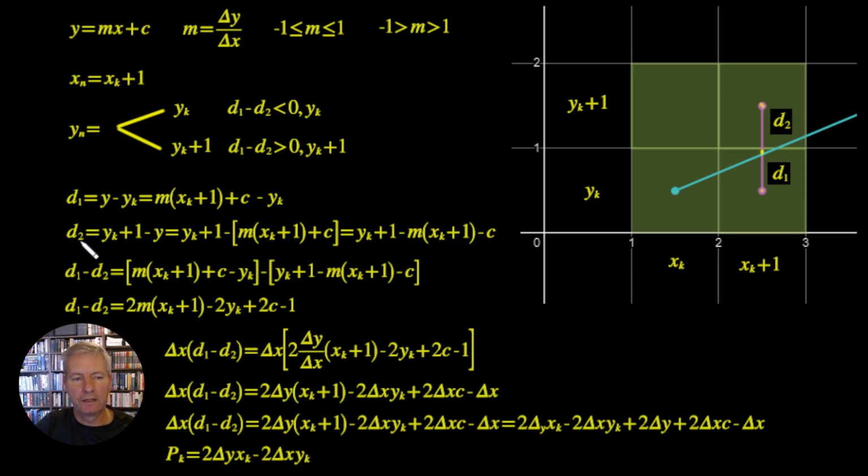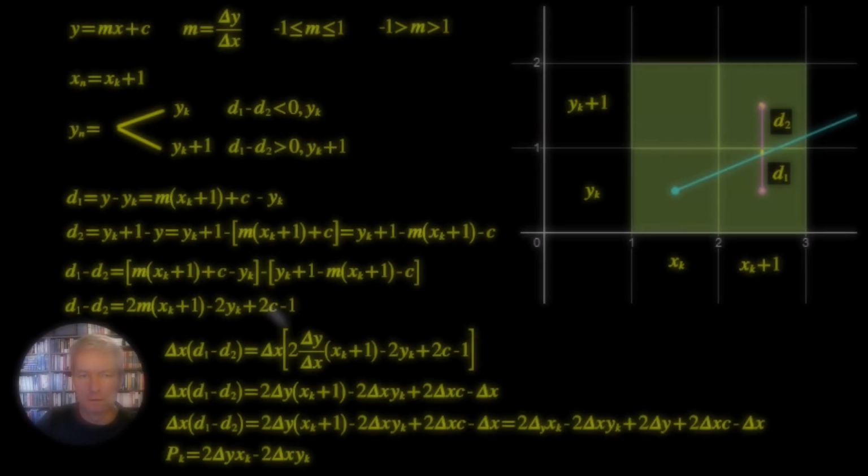So we're interested in working out d1 minus d2 because that's how we're going to make our decision. So our d1 minus d2 is going to be this length here minus this here. So we can plug these two in, we get this length and we get this length here. And if we multiply out the brackets and simplify, we're going to be left with this line here, which is 2m xk plus 1 minus 2yk plus 2c minus 1.